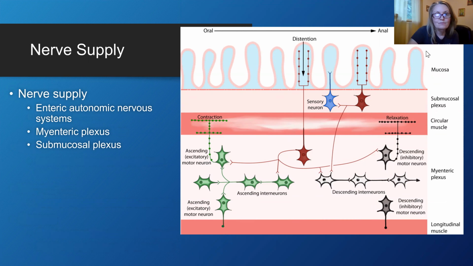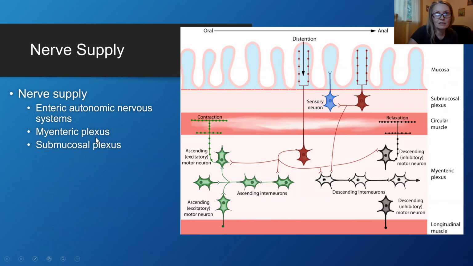Nerve supply. Actually, your GI tract has its own network or plexus of nerves. We call it the enteric autonomic nervous system. They even call it your gut brain. And it includes two plexuses.